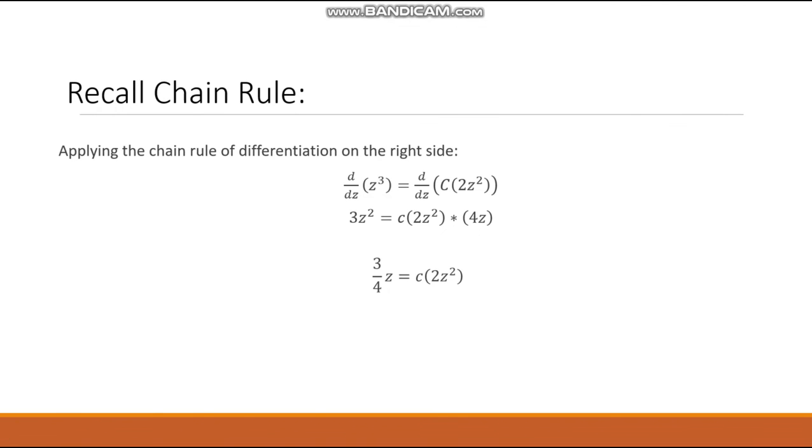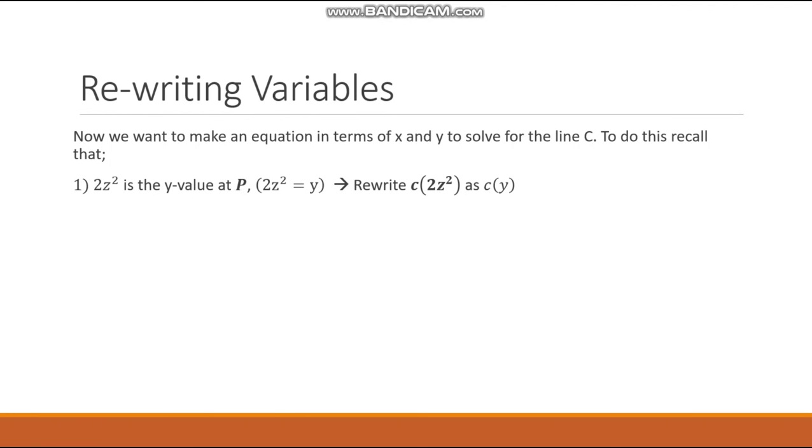As it is written right now, 3/4 z is equal to c of 2z squared, that's not really something we can use. So we're going to try to rewrite these variables into something that we can actually use and understand and write our answer in. The first thing we're going to do is look at point P. Point P has the y value of 2z squared. So 2z squared is equal to y in this scenario. You can rewrite 2z squared as y, so c of 2z squared can just become c of y.